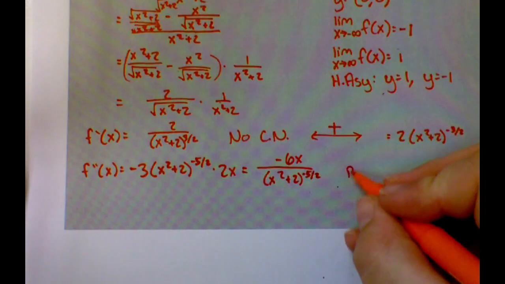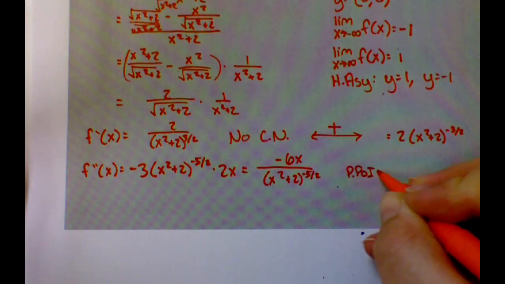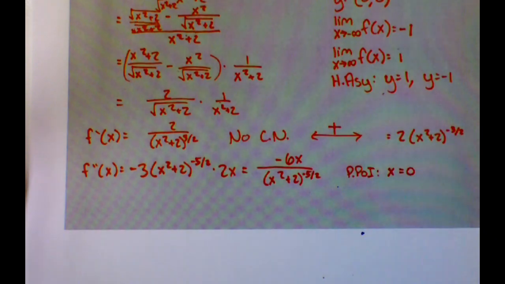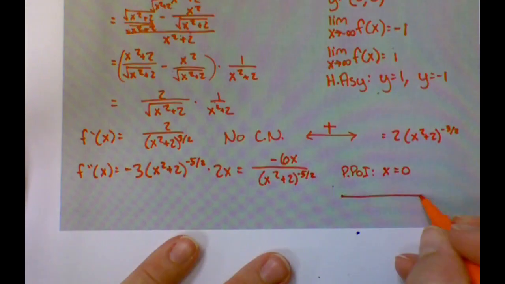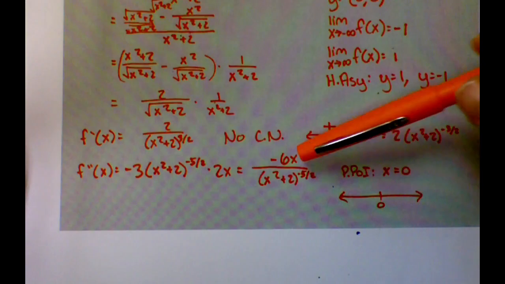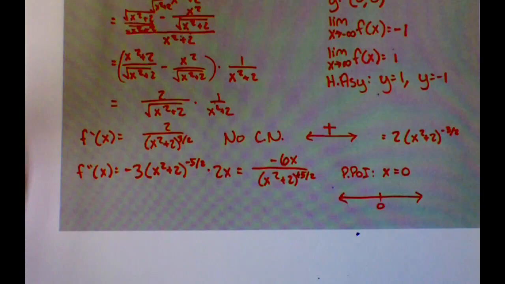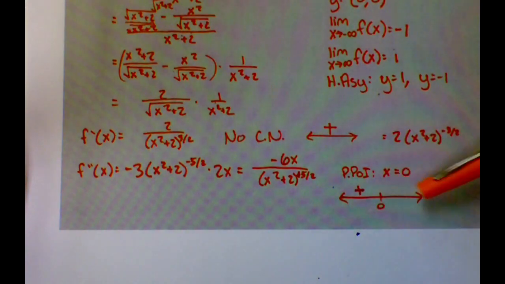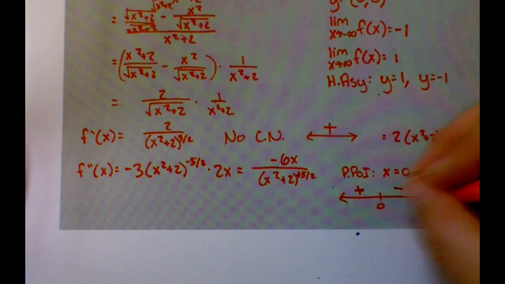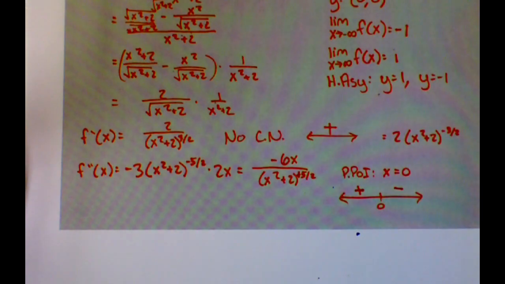Now I do have a possible point of inflection at x equals 0. So when I make my number line here, if I try a negative number, I get a positive over, oops, this should become a positive power now. Positive over a positive is positive. And if I plug in a positive number, I get a negative. So it is concave up and then concave down.